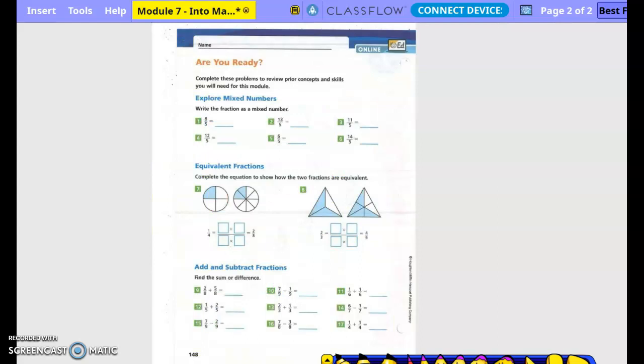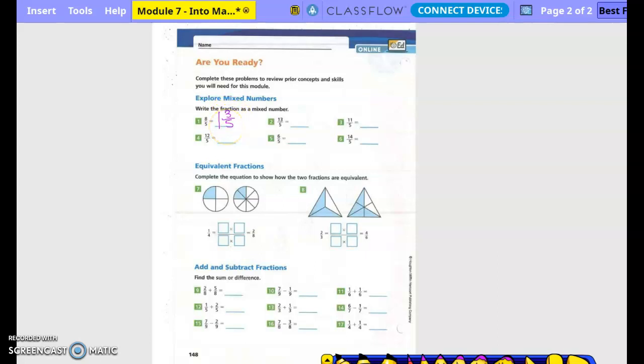So are you ready? Complete these problems to review prior concepts and skills you will need for this module. Explore mixed numbers. Write the fraction as a mixed number. So what have we said that the fraction part also means? Division, right? Okay, so 8 divided by 5. How many times does 5 go into 8? Once. 5 times 1 is 5. So 8 minus 5 is 3. And then we keep our same denominator, correct?